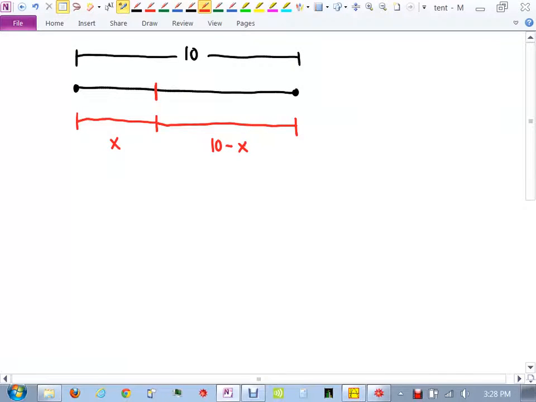So if we cut it 2 meters, we would have 8 left. Cut it 3, we'd have 7. Cut it x, it's 10 minus x.